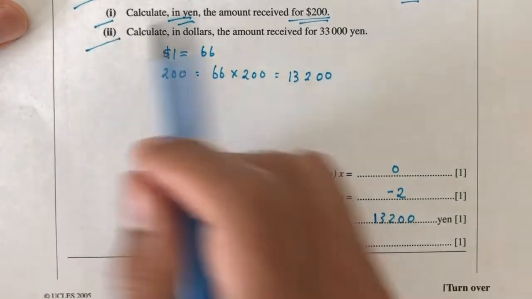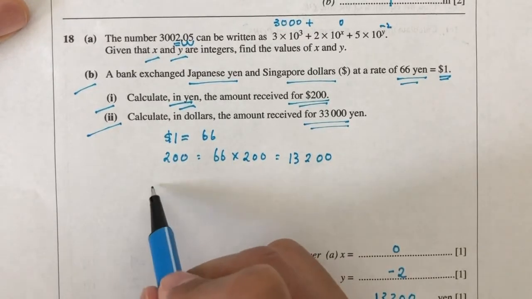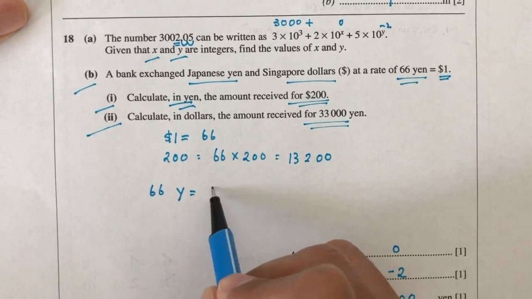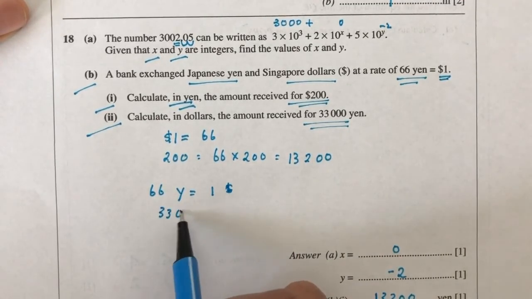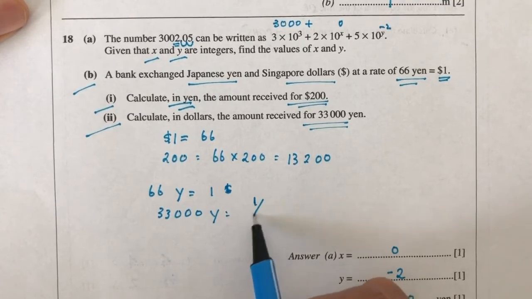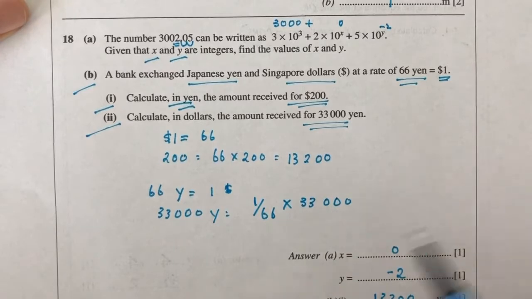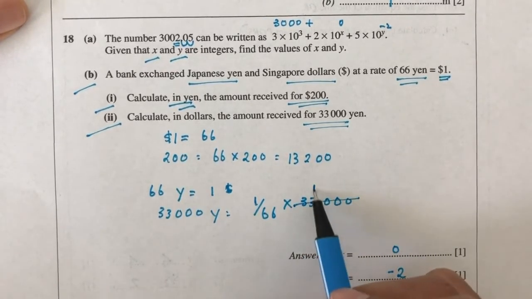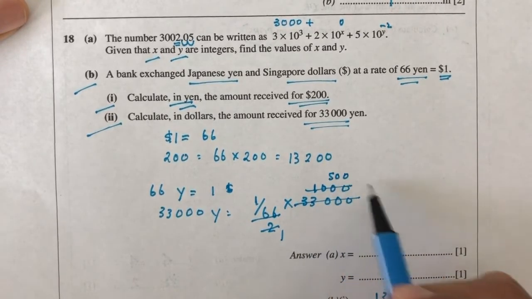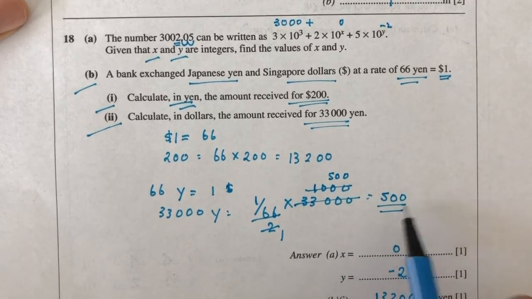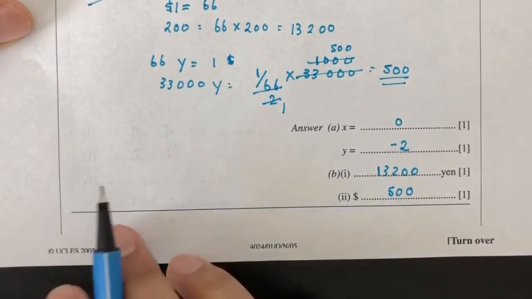Now for the last part is calculate in dollars the amount received for this much. So same technique. We say 66 yen gives you $1. So we have 33,000 yen. That will give you 1 divided by 66 times 33,000. So we can divide by 33. You have 1, 0, 0, 0. That will be 2. So that will be 500. So your answer will be $500 for this much yen. That will be question 18.